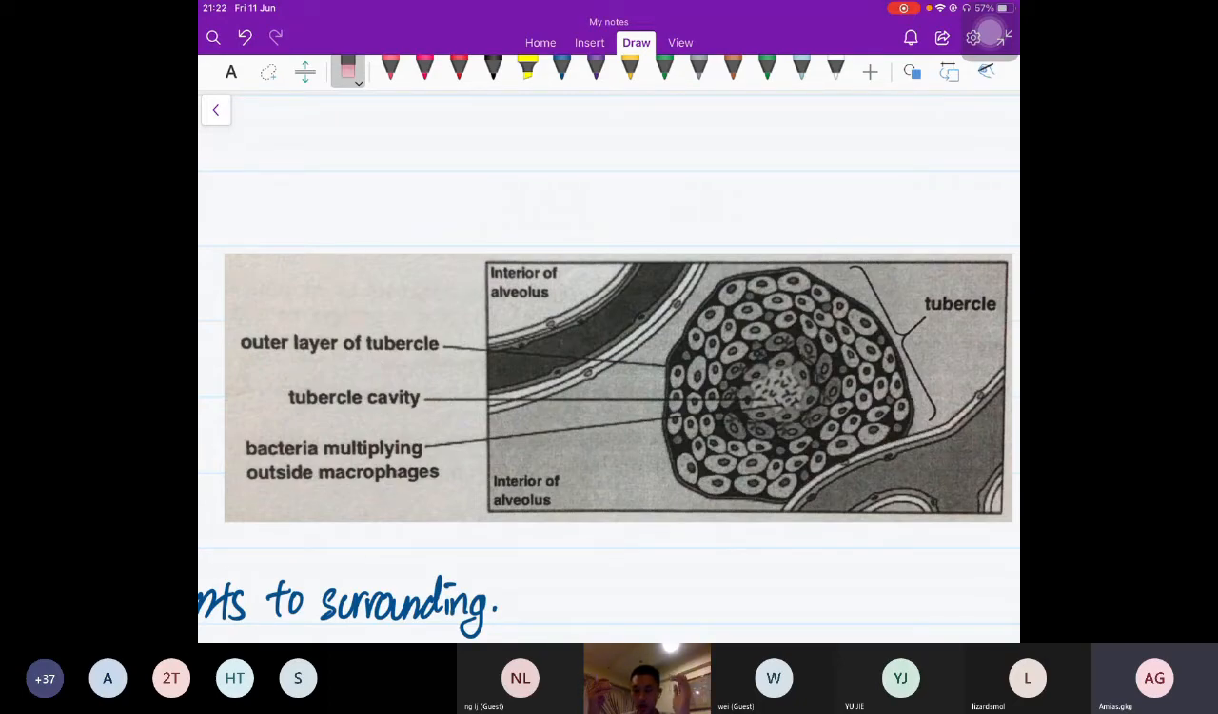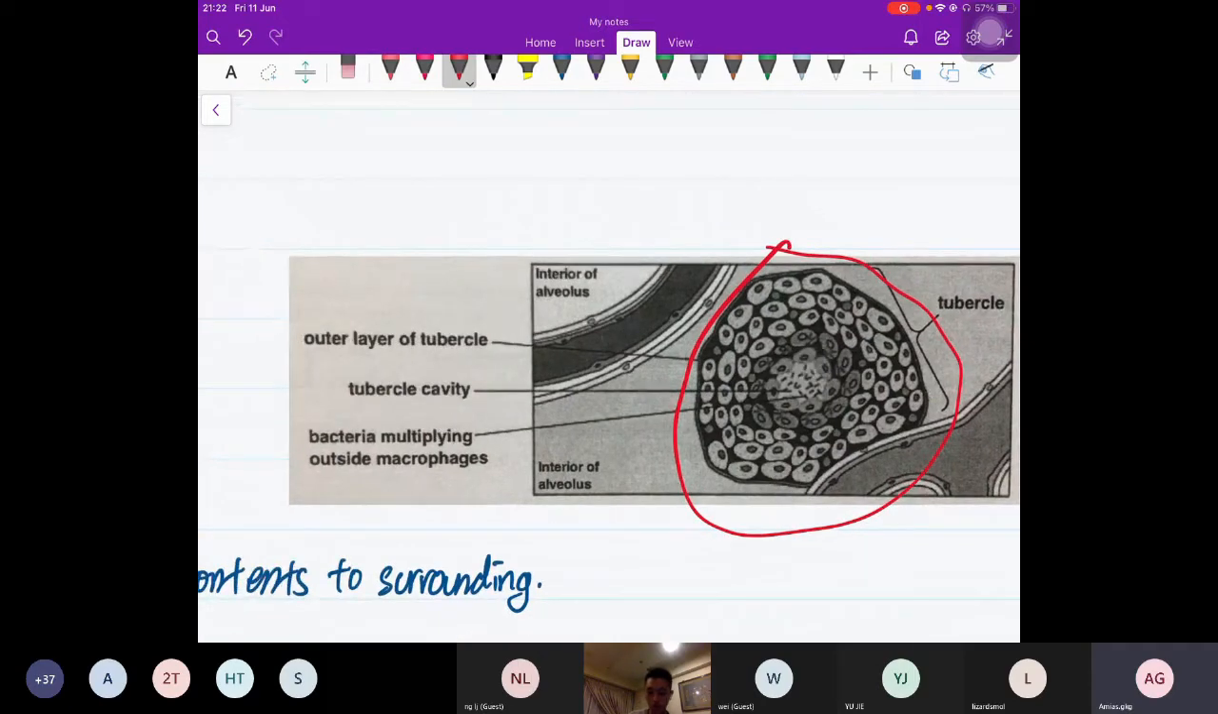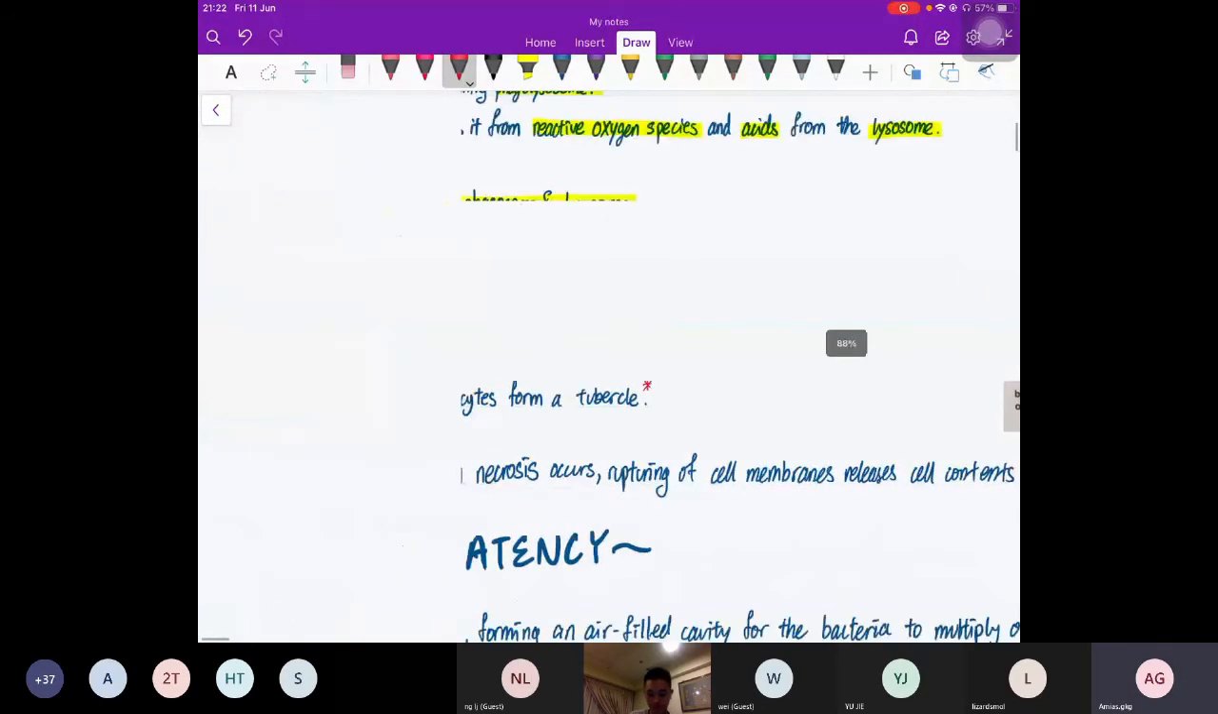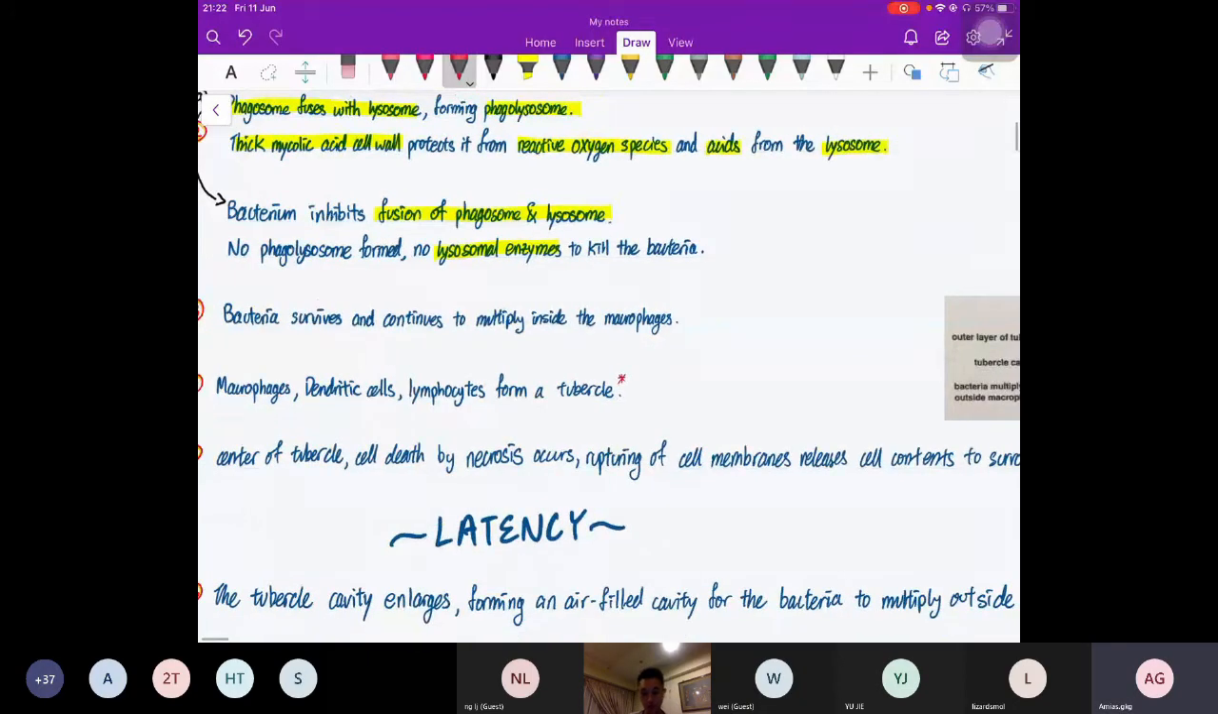The tubercle is made out of your lymphocytes, your dendritic cells, and your macrophages. It just forms this wall-like structure here to wall off the bacteria. Okay, so next step. At the center of your tubercle, in the center of the mass, your macrophage, or other cells in your alveolus, will start dying because they've been infected by your bacteria.